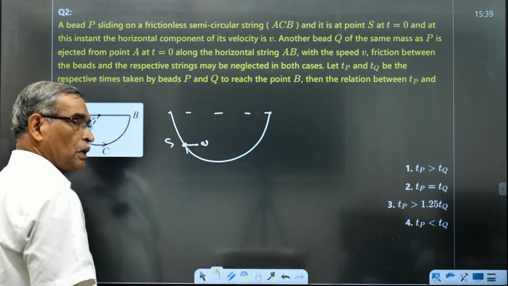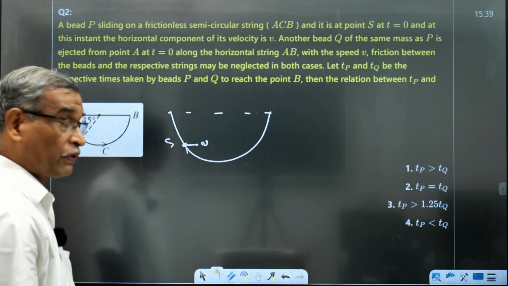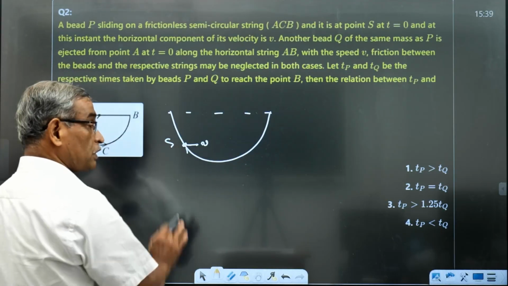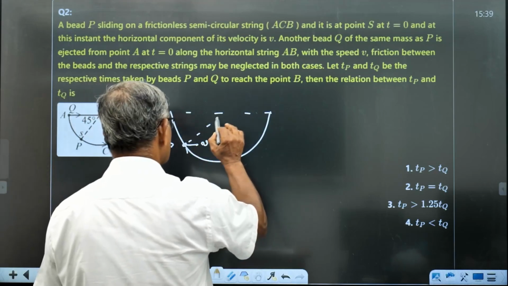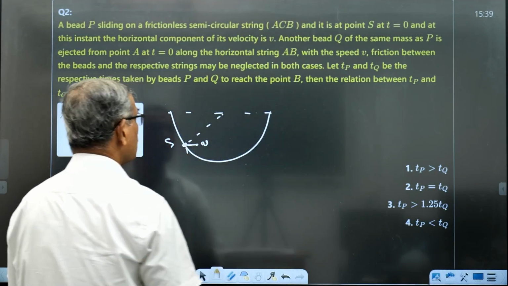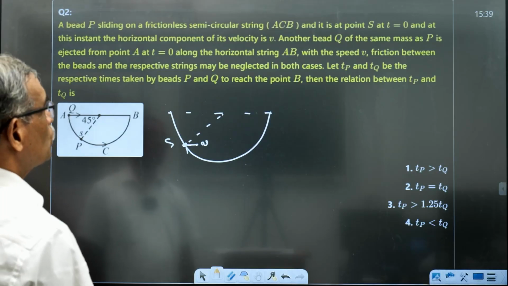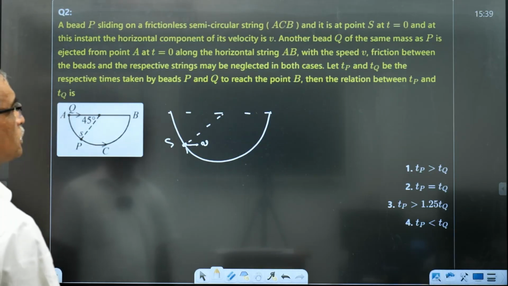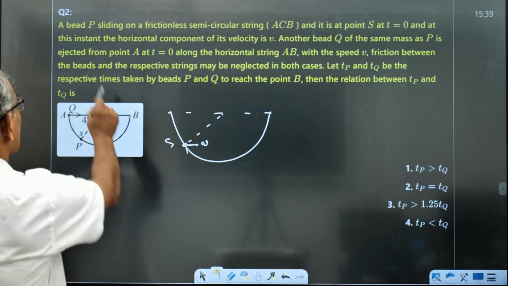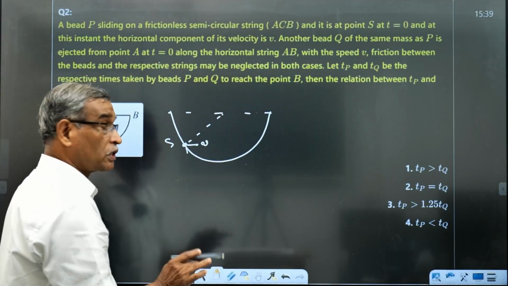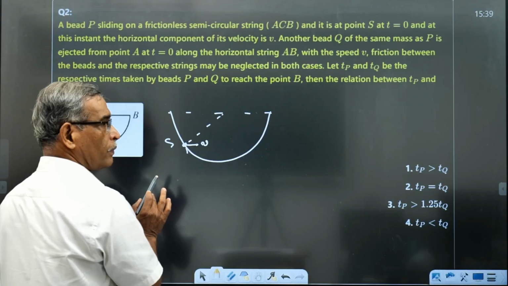It has got effective velocity more than v along the tangent. But here the horizontal velocity is v, and starting from here when t is equal to 0, another bead Q of the same mass, its instant horizontal component of velocity is v. Not the total velocity, horizontal component is v at this point.